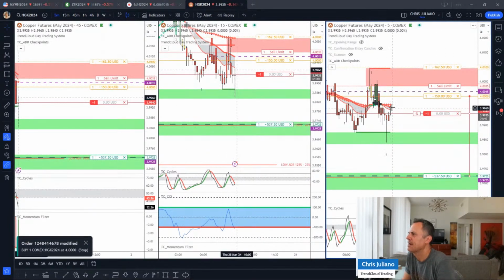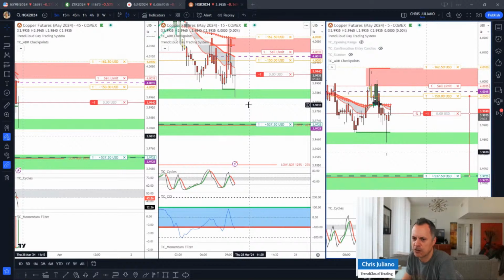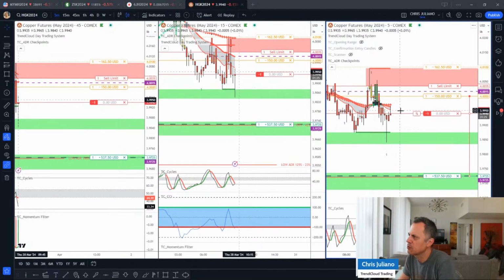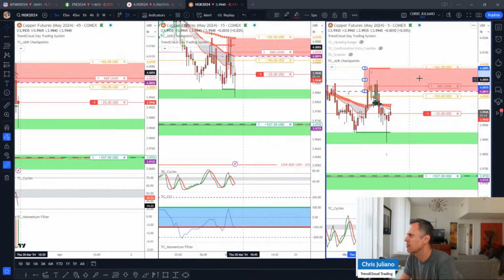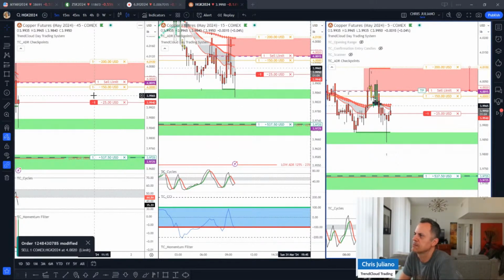We don't want it to go past our 5-minute structure. We want the trade to work right now. We don't want it to go past our structure, because if it goes past here, the next level of resistance is, let's say, like this, right? That's the next level of resistance.